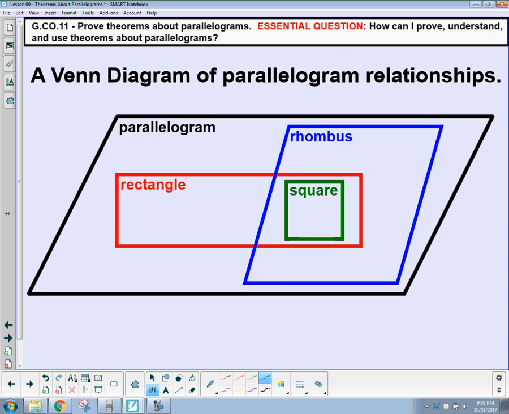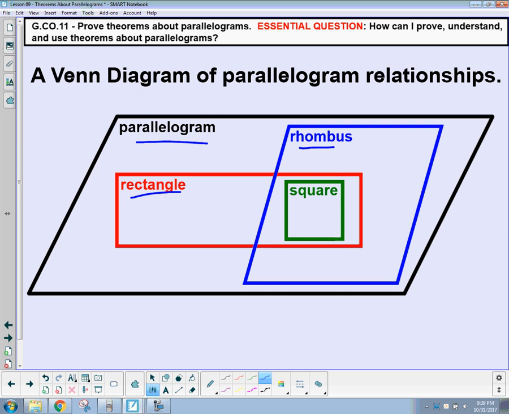This Venn diagram kind of helps with that. As you can see, parallelograms take up the most. Rectangles follow parallelogram properties. Rhombuses follow parallelogram properties. And a square is nicely nested in between all of it, and it shares both parallelogram, rectangle, and rhombus identities. Okay?